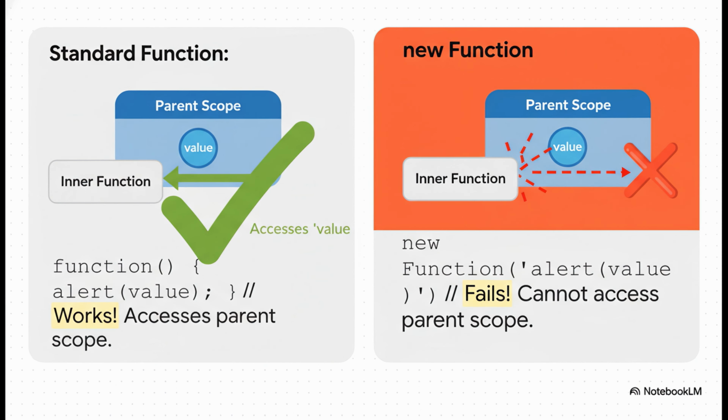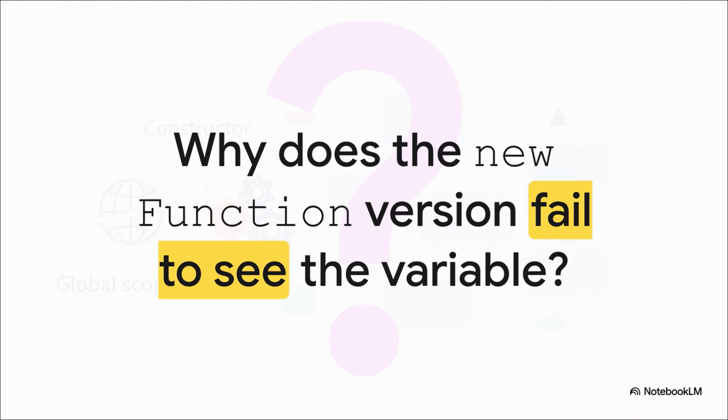But now, look at the right. We do the exact same thing, but we create the inner function using new Function. And what happens? It fails. It just crashes, throwing a ReferenceError because it has no idea what value is. So what in the world is going on here? I mean, the function is being created right inside getFunc. It's literally right next to the value variable. So why can't it see it?